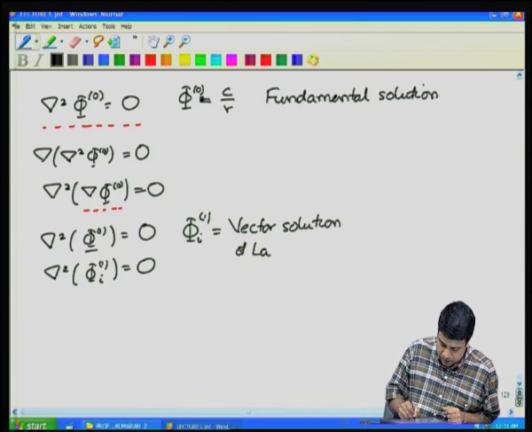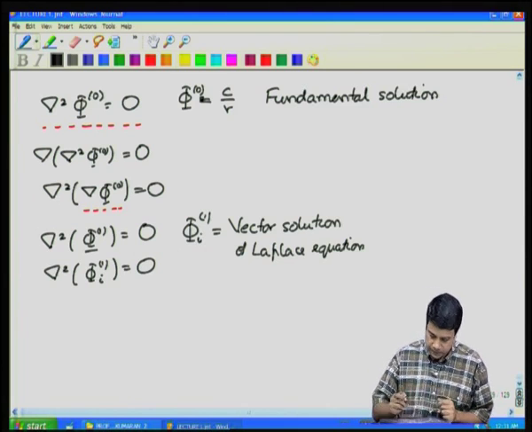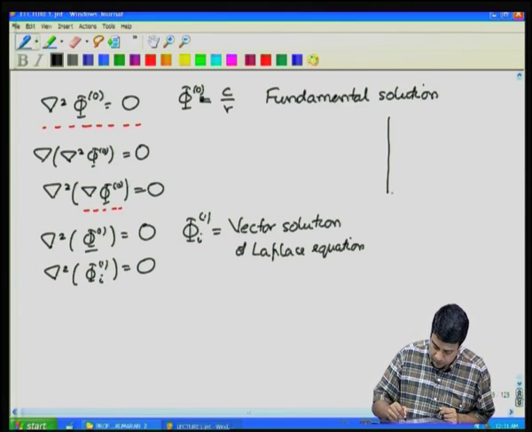Of the Laplace equation. Okay. How do I get this vector solution? I have to take the gradient of the fundamental solution. Okay. So, let us see how we do that.